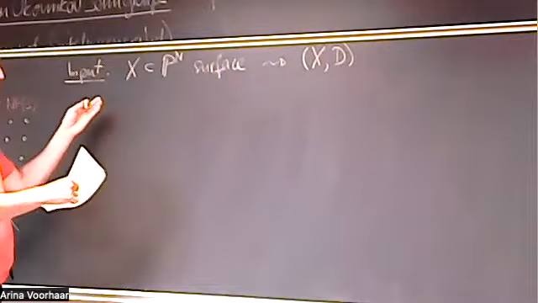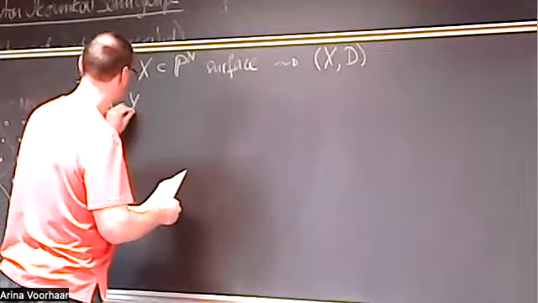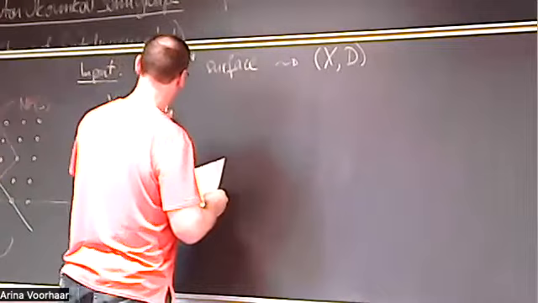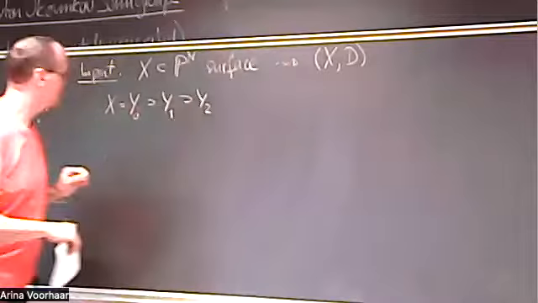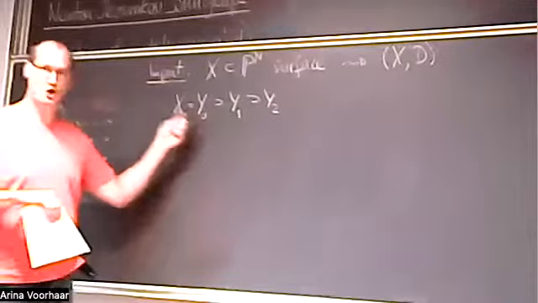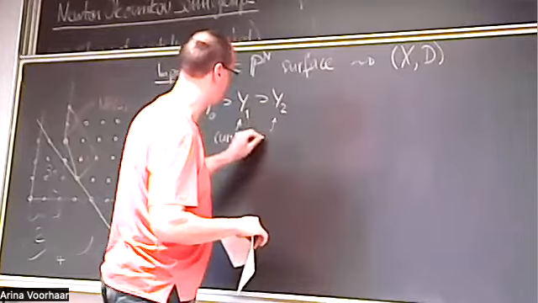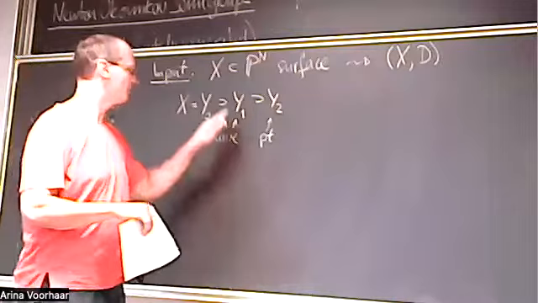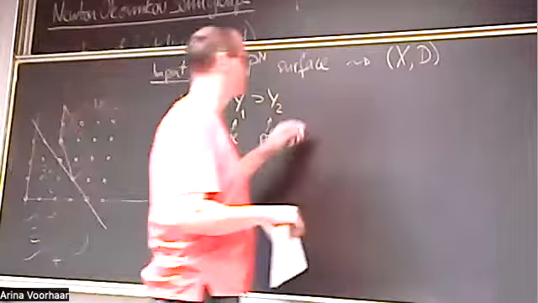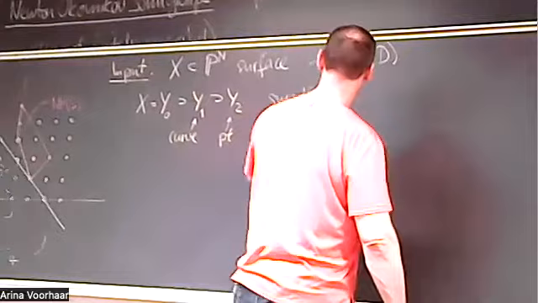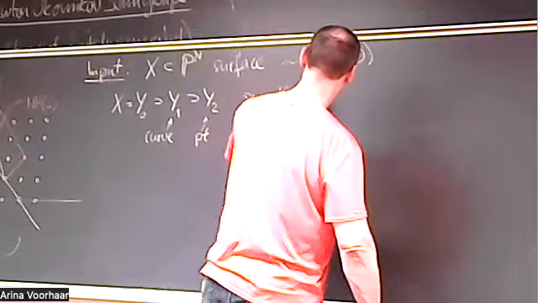That's the first input. The second input that we need is a flag of subvarieties. And that's, in our case, rather easy. They're labeled by their codimension. So Y0 is the surface X, Y1 is a curve, and Y2 is a point on that curve. And I want both Y0 and Y1 to be smooth, irreducible, and smooth around or at this point.